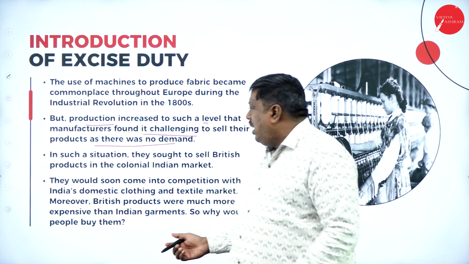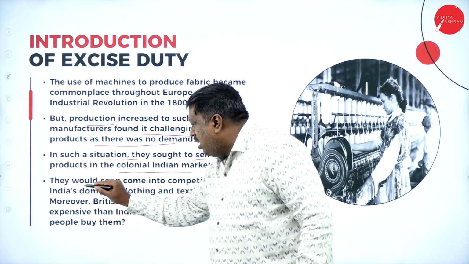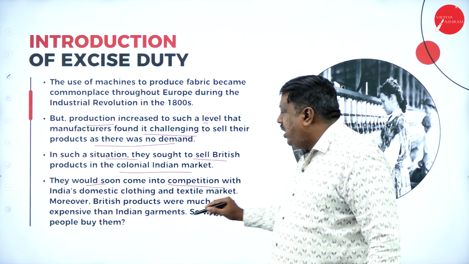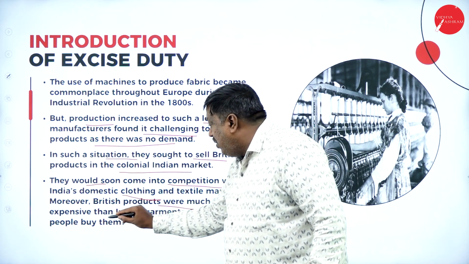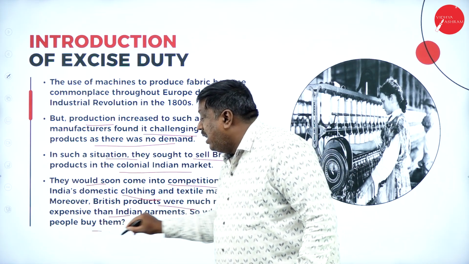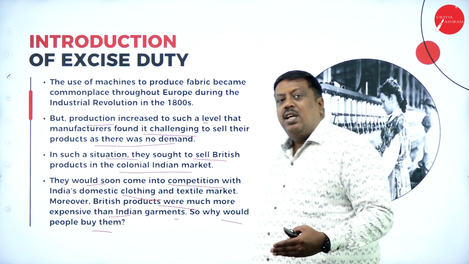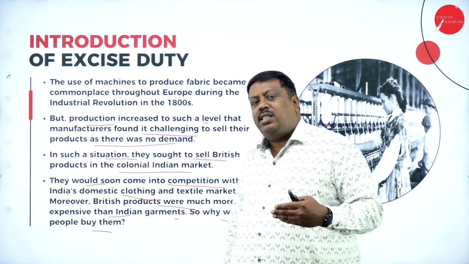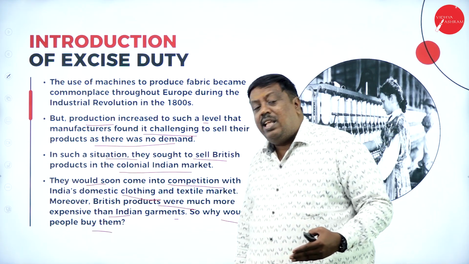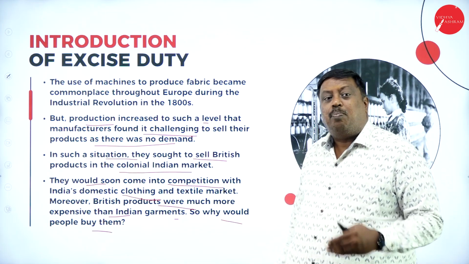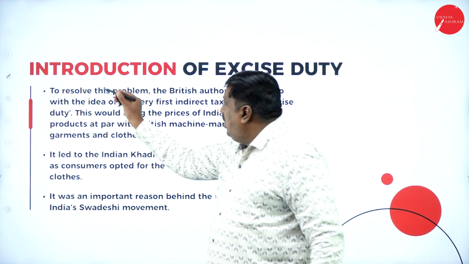So the British government thought of selling British products in the colonial Indian market. But they would soon come into competition with India's domestic clothing and textile market. Moreover, British products were much more expensive than Indian garments. So why would people buy them? So the Indian side started to produce khadi cloths for the people, and they started to produce the products and sell them. The majority of the people thought it was better to support the Indian people. But later, the British authorities thought of a way to resolve this problem.